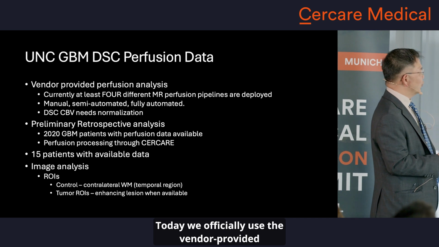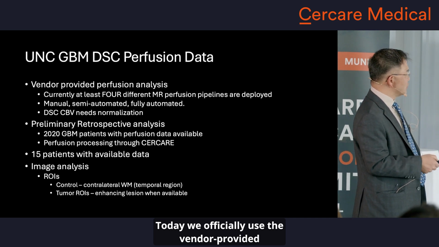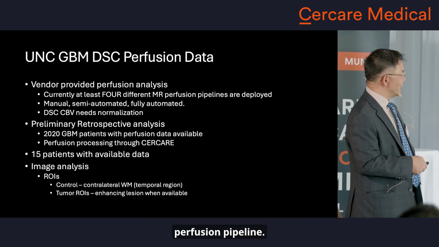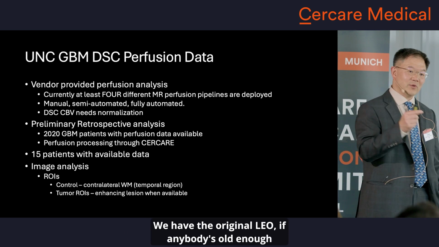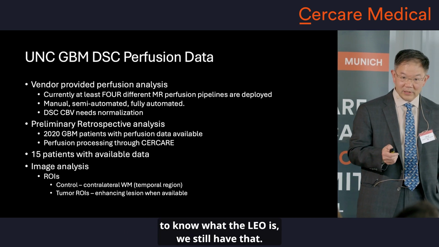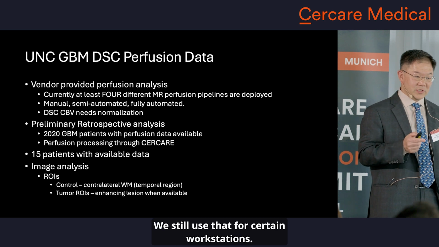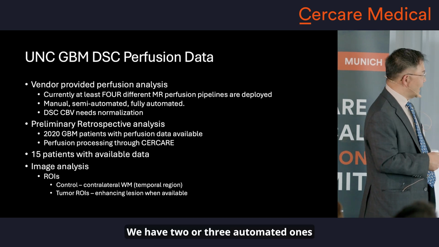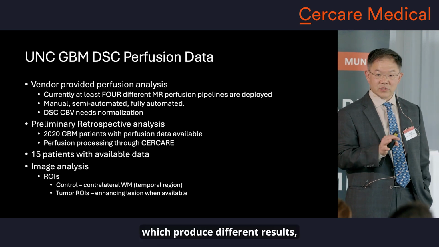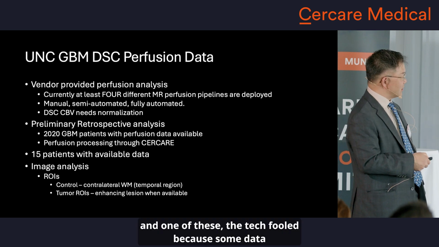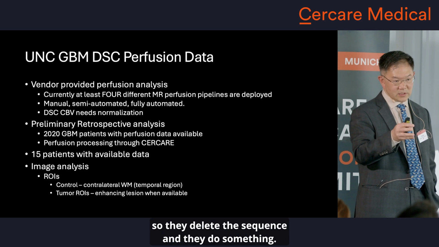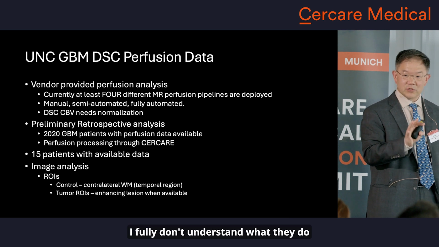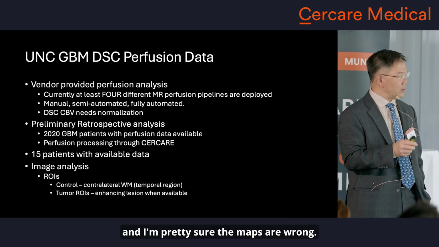Today, we officially use the vendor-provided perfusion pipeline. We literally have 4 separate versions across our systems. We have the original Leo. If anybody's old enough to know what the Leo is, we still have that. We still use that for certain workstations. We have 2 or 3 automated ones which produce different results, and one of these, the techs were fooled because some data wasn't flowing in correctly. It gave them an error, so they deleted the sequence and did something. I don't fully understand what they do, and I'm pretty sure the maps are wrong.